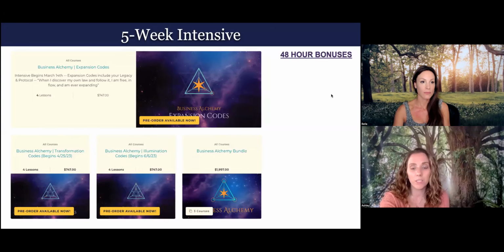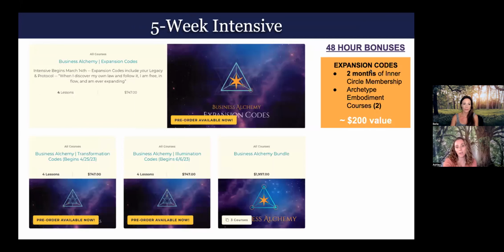We have some bonuses too if you sign up in the next 48 hours. With expansion codes, you're going to get 2 months of the Inner Circle membership. This is going to help you move along in this journey as well, because we do follow the transits. We have the transit calls. We also have Spark of Creativity container and open space, and Bella does her Unlock Genius on Clubhouse, so you can join that. Walking the Wheel and the Unlock Genius are available to the public, but the Inner Circle does get the replay for these. As well as this, you're going to get 2 archetype embodiment courses.